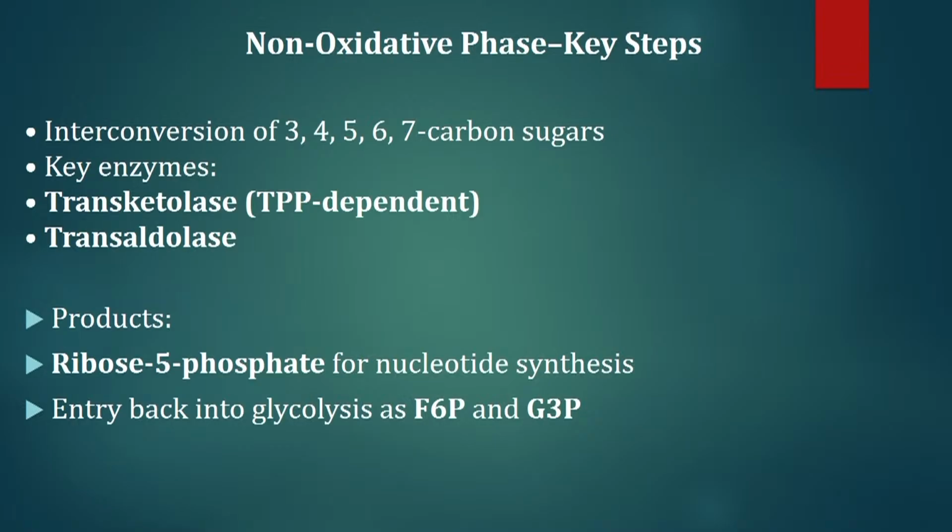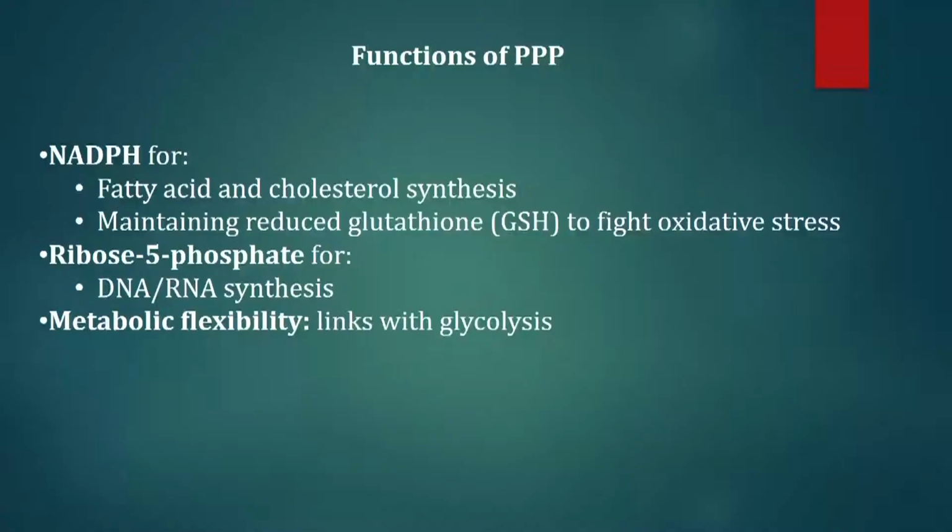And this pathway also produces the intermediates of glycolysis, as I told you, like fructose 6 phosphate. F6P stands for fructose 6 phosphate, and glyceraldehyde 3 phosphate. So this non-oxidative pathway produces the intermediates of glycolysis as well as ribose 5 phosphate, which is being used for nucleotide biosynthesis.